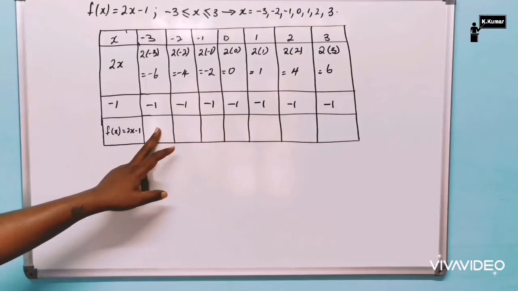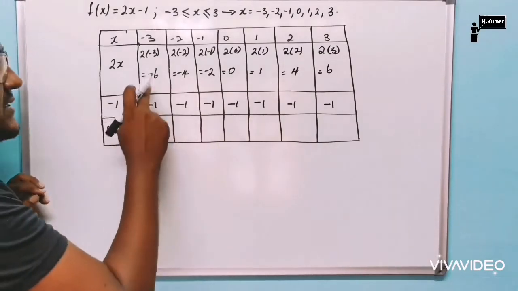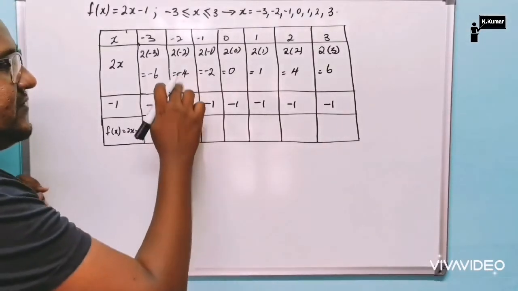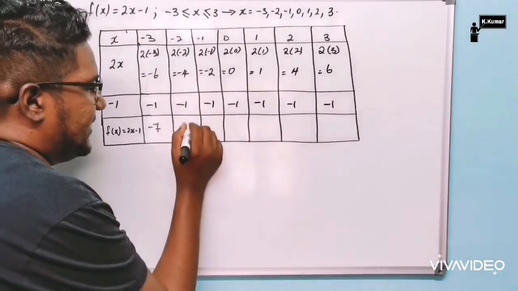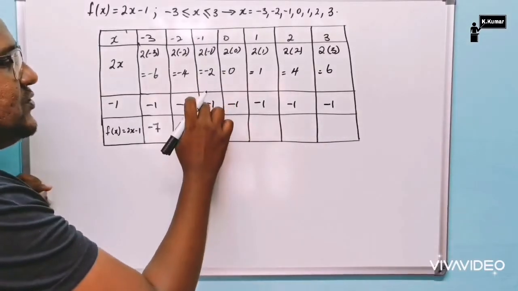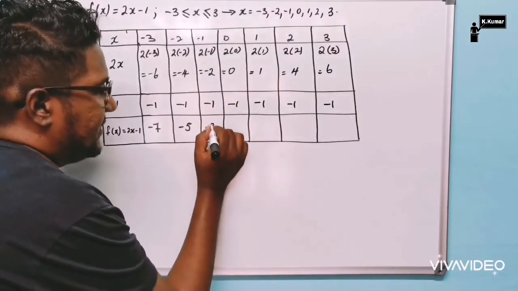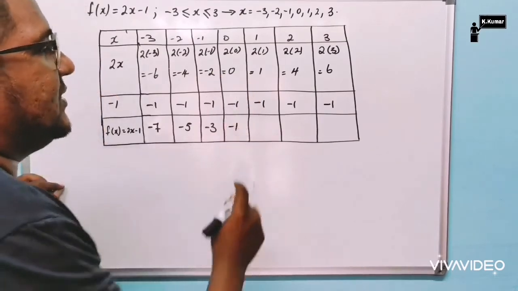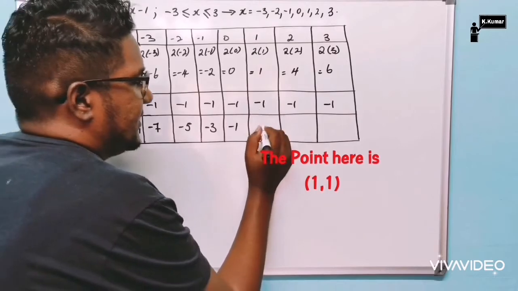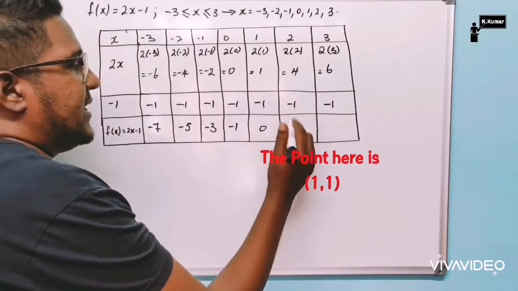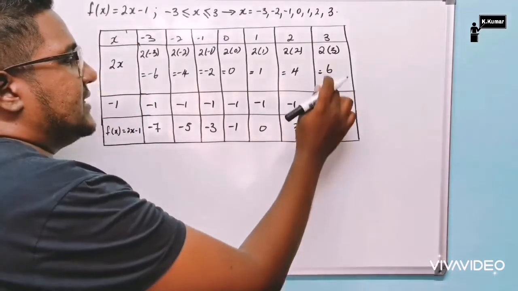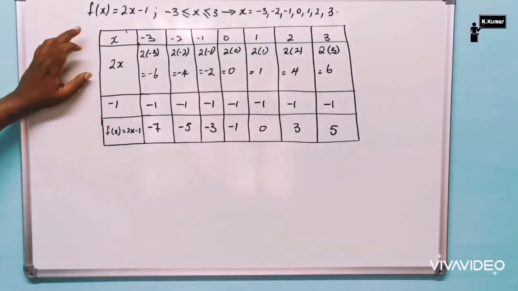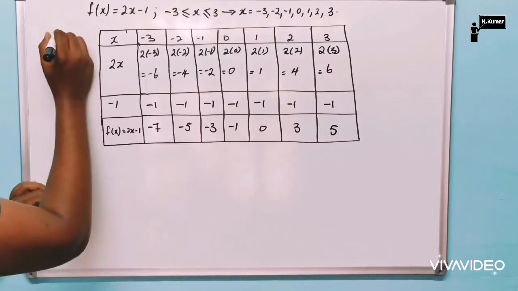Now we have to find our final answer. So it's going to be negative 6 minus 1, which is going to give me negative 7. Negative 4 minus 1, which is going to give me negative 5. Negative 2 minus 1 is going to give me negative 3. 0 minus 1 is going to give me minus 1. 1 minus 1 is going to give me 0, 4 minus 1 is going to give me 3, and 6 minus 1 is going to give me 5. Now, these are our x values and we call this the domain.